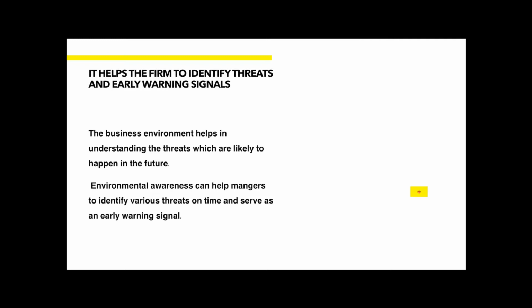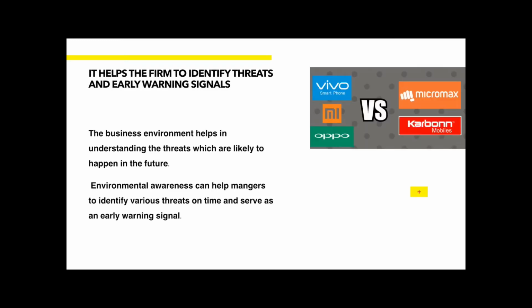Now, let me give an example for this. Patanjali products have become a warning signal to the rest of the FMCG, fast moving consumer goods. At the same time, Chinese mobile phones have become a threat for Indian mobile phone manufacturers. You can see the picture on the left hand side. We have Vivo, MI and Oppo, which are Chinese companies trying to suppress Indian mobile phone manufacturers like Micromax, Carbon and so on.